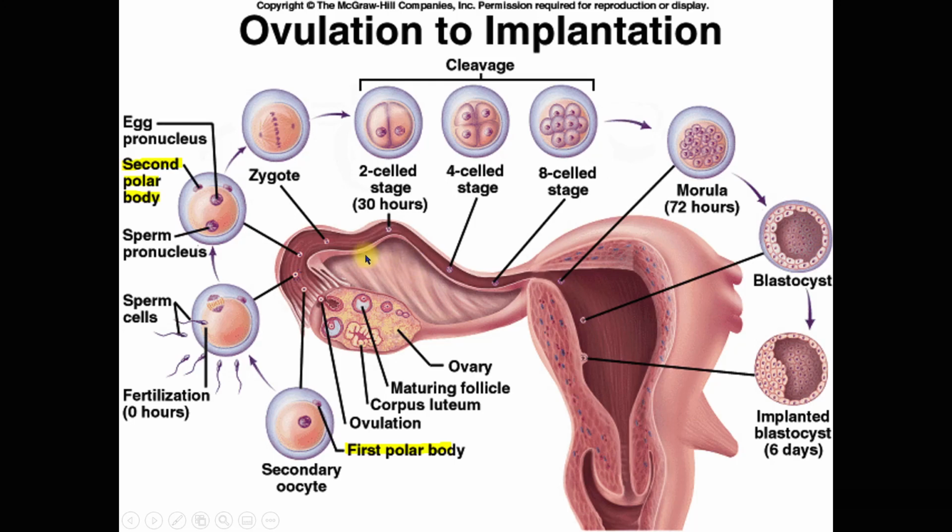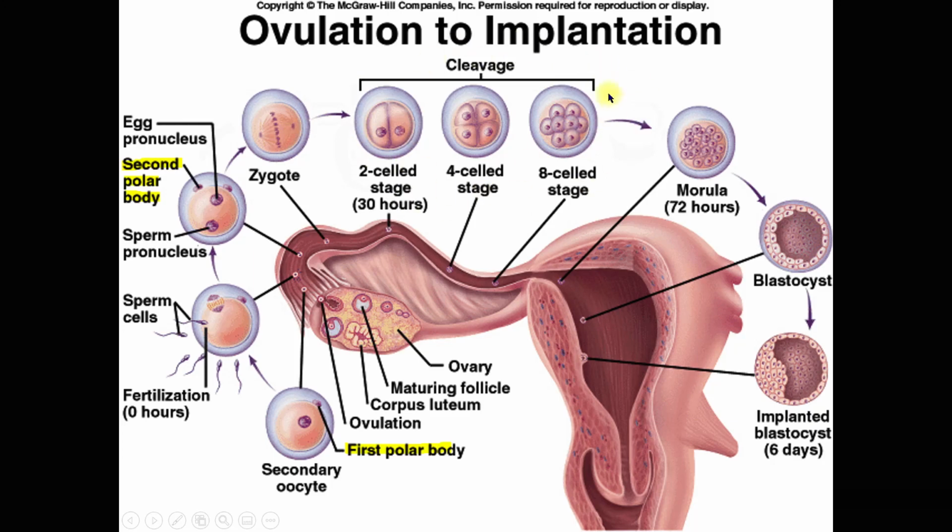In my previous lecture, I already explained oogenesis that occurs in the ovary, and the outcome of oogenesis is the secondary oocyte. Just now I explained fertilization. From the secondary oocyte, eventually it became an ovum with two polar bodies. This is the second polar body, this is the first polar body, and this is the ovum. This is the ovum pronucleus that fuses with the sperm pronucleus in an envelope, and this will form the zygote.